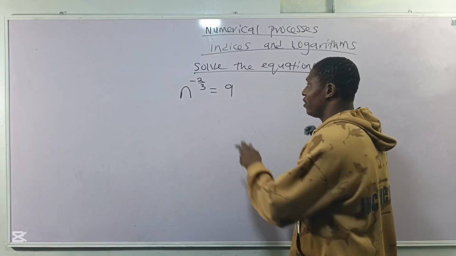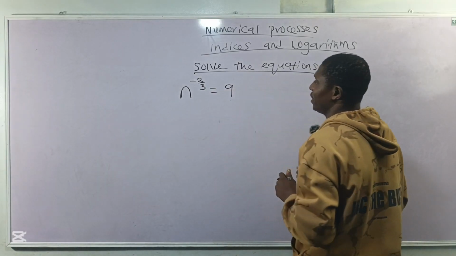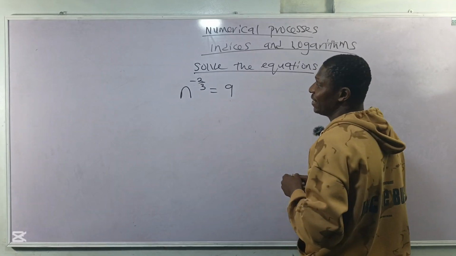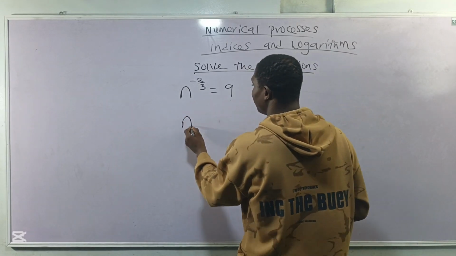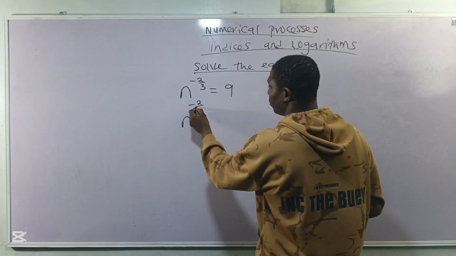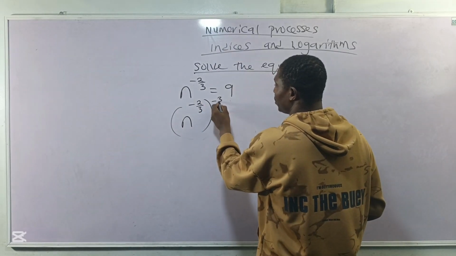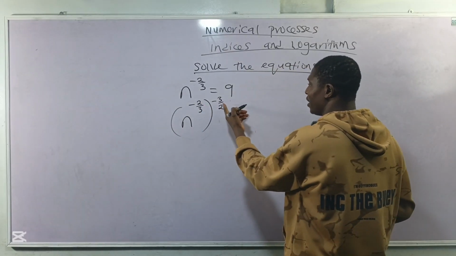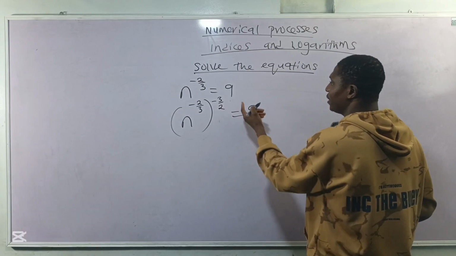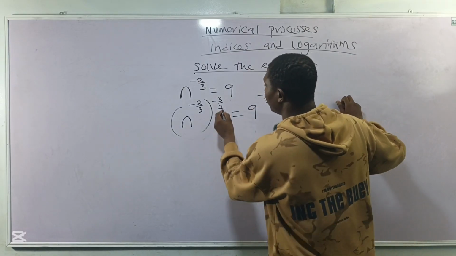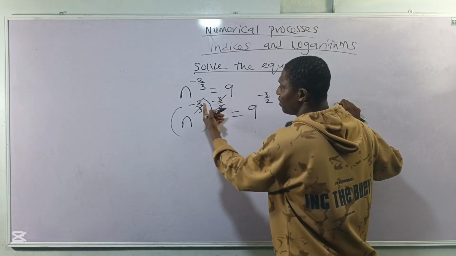We have n raised to power minus 2 over 3 equal to 9, and we have to solve. To solve means to find the positive value of n. So we simply take the reciprocal of the power of n, minus 2 over 3. So the reciprocal of minus 2 over 3 will give me minus 3 over 2. So I'll use the minus 3 over 2 to also multiply the power of 9, which is minus 3 over 2. Now, this will cancel this, minus minus plus.